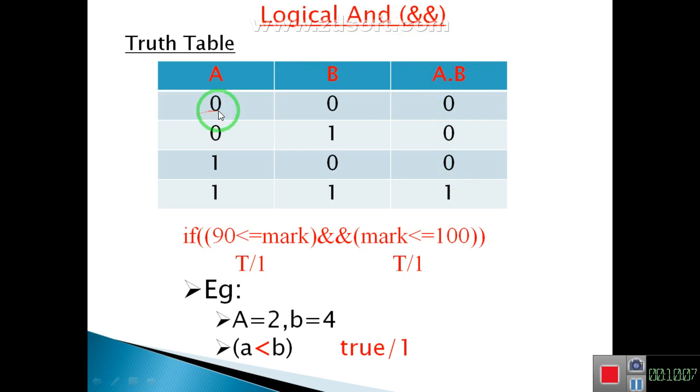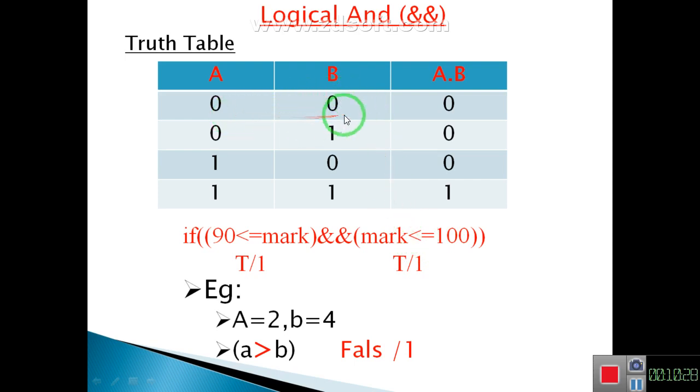You can see the example here: 90 less than or equal to mark. This particular condition's answer is considered as A. The second condition, mark less than or equal to 100, this particular condition's answer is B.